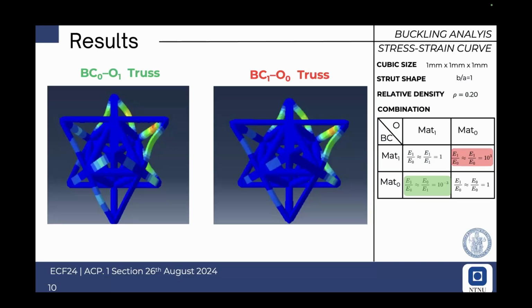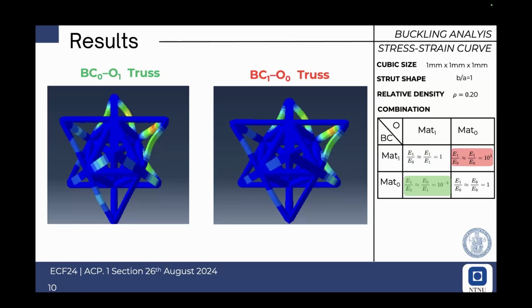On the right, you have here an overview of the parameters that we set. In particular, the strut shape in such a case is a circular shape. The design here has a relative density equal to 0.2. And the combination you see, in total, we created a set of 4 combinations. Here, if you read the column, you have the topology of the cubic with 2 different materials. Material 1 is the stiffer material. Material 0 is the softer. Similarly, if you read the combination along the line, material 1 is the octet with stiffer material.